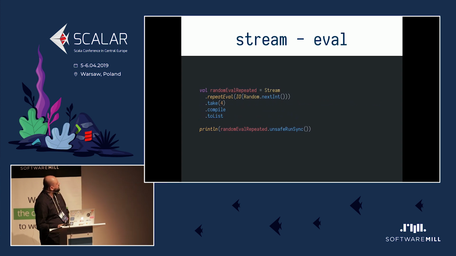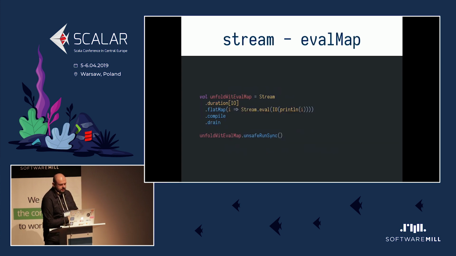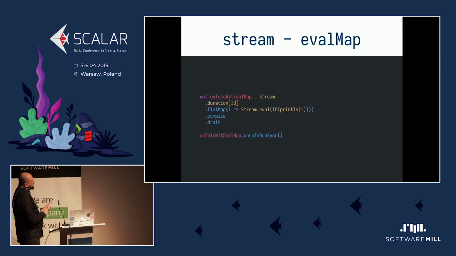We can also use this for defining an infinite stream. That is one of the features of streaming itself, that we run repeated evaluation. From this undefined stream, we take only four elements. After the run, we have a list of four elements.